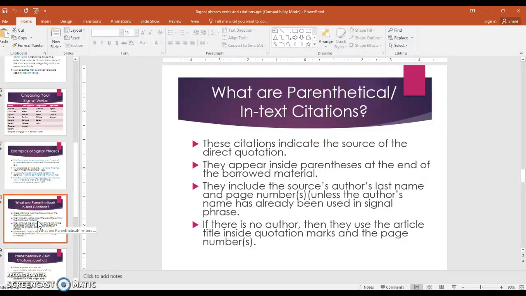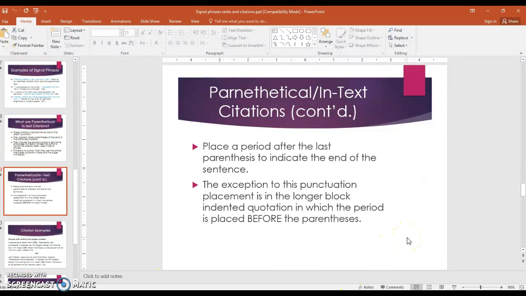They appear inside parentheses at the end of the borrowed material. They include the source's author's last name and page number, unless the author's name has already been used in the signal phrase. I talked about that at the beginning of this video. If there is no author, then they use the article title inside quotation marks and the page number. When you are using your parenthetical citations, you place a period after the last parenthesis to indicate the end of the sentence. The exception to this punctuation placement is the longer block indented quotation, in which the period is placed before the parentheses. I'm going to show you that at the very end of this video.